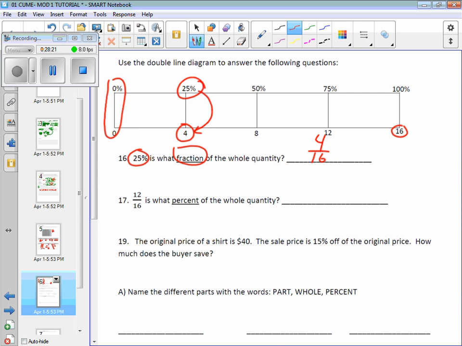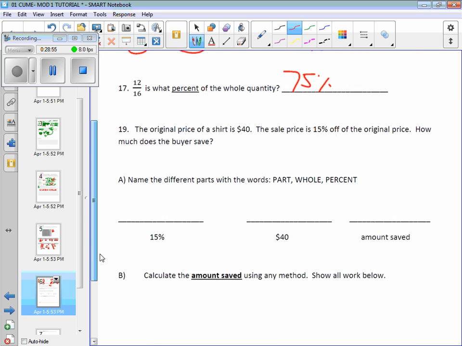Number 17 is asking you to do it in reverse. Find your 12 out of 16, and that's 75%. And that's all you really need to do for that. I think the hang-up was that this number 16 is representing the whole amount. 12, 8, 4 are parts of the amount. And that kind of leads into our next question about part, whole, and percent. It's a good lead-in.